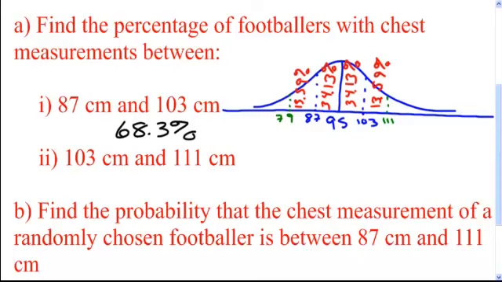Now if I look at from 103 up to 111, that's between 1 standard deviation above and 2 standard deviations above. So that's 13.59, which rounds to 13.6. Then find the probability that the chest measurement of a randomly chosen football player is between 87 and 111. So now I'm just adding up all of the different cases from 87 up to 111. So it's the 68.3 plus the 13.6. So 81.9% of all football players fall within 1 standard deviation away up to 2 standard deviations away.